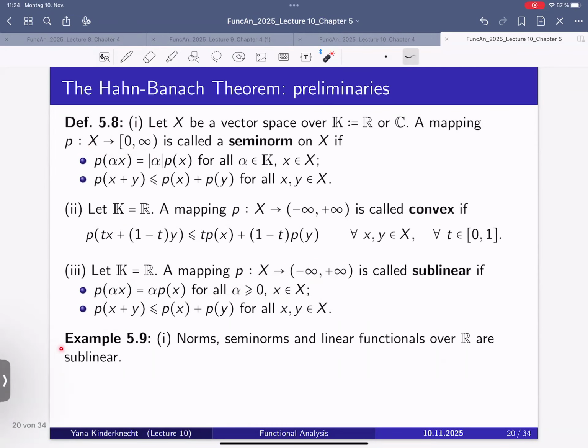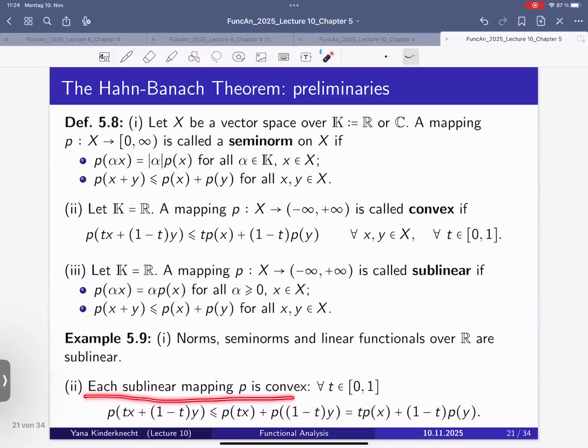Some explanations, examples: norms, semi-norms, and linear functionals over R are sublinear. Agree? Yes. If we have a linear functional, then this holds for all alphas, and this holds for all X's and Y's. And for semi-norms and norms, from what is written here, one can get what is written here.